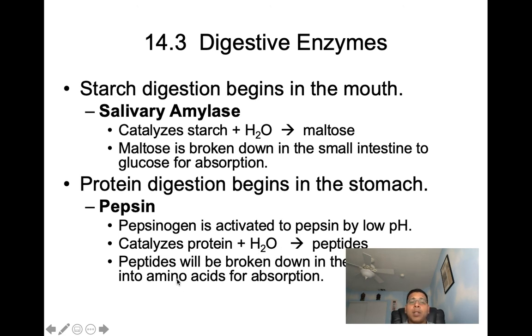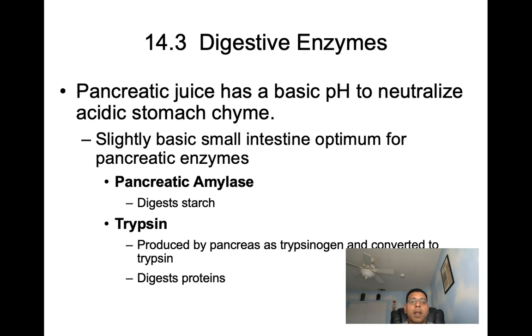And then peptides, you can see, are going to get broken down in the small intestine into amino acids so they can then be absorbed. And pancreatic juice has a basic pH, we said, to help neutralize that stomach chyme. You can see now the slightly basic small intestine is optimum for pancreatic enzymes: pancreatic amylase, which is going to digest starch, and trypsin, which is going to be produced by the pancreas as trypsinogen, and then it gets converted to trypsin, which then helps to digest proteins.